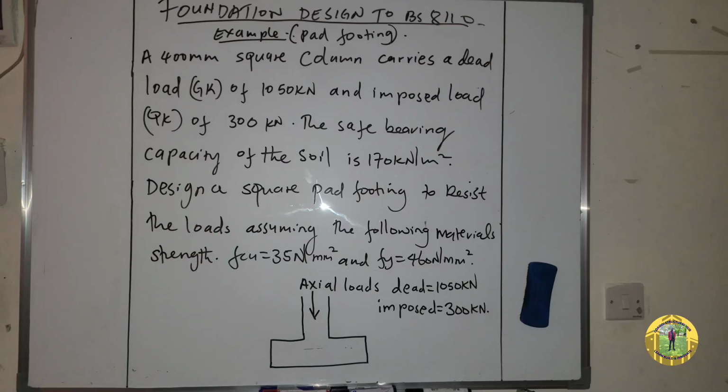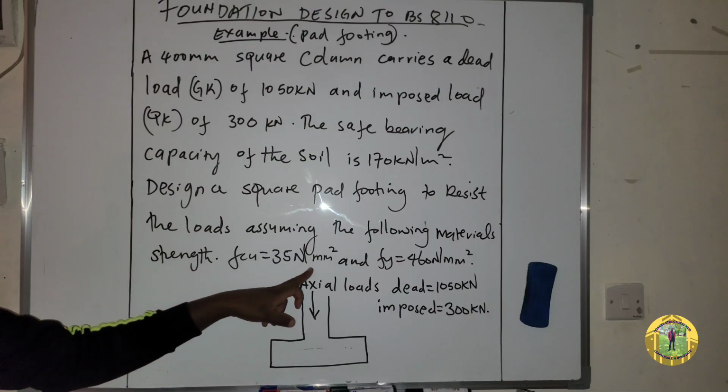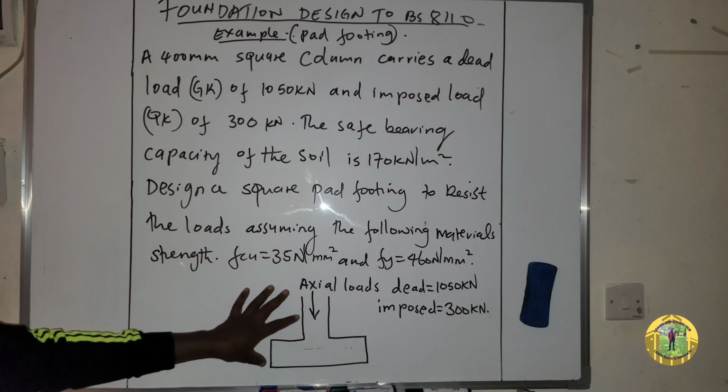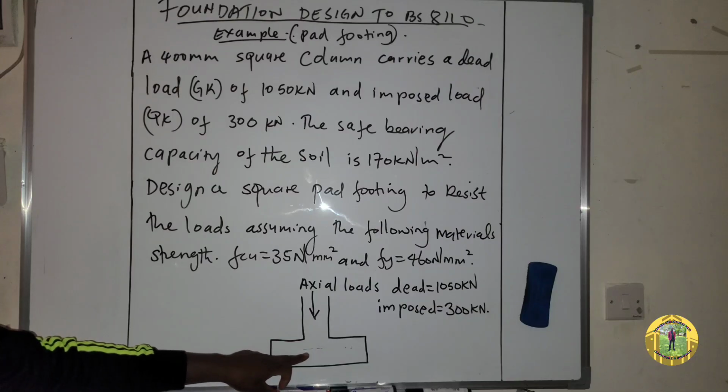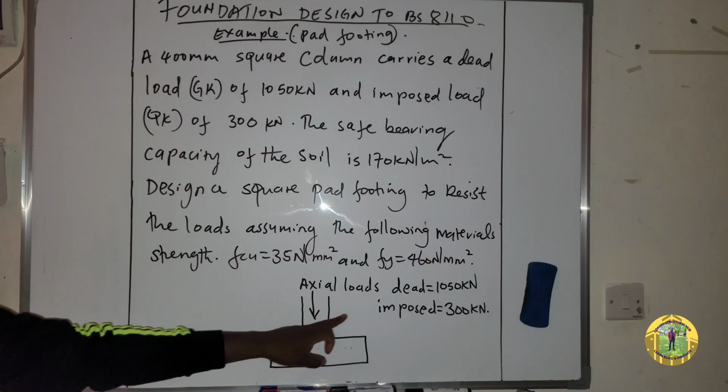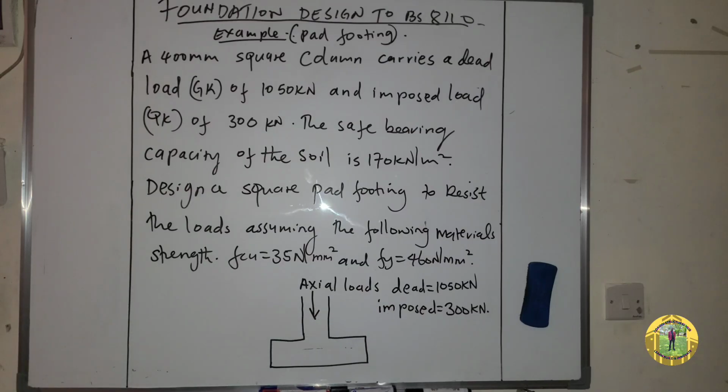Design a square pad footing to resist the loads, assuming the following materials strengths. So FCU is equal to 35 Newton per millimeter square. Fy is equal to 460 Newton per millimeter square. So this is the footing. So this is the pad footing, and this is the column. So this column is carrying a dead load, which is 1050 kilonewton, and imposed load 300 kilonewton. So let's see how we can tackle such a question.